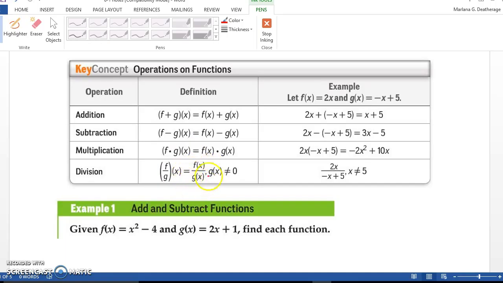But you have to make sure your denominator, you have to figure out what would make the denominator 0, because that can't be in your domain. Because remember, domain is part of your x values. So you can't have anything in your domain that would make the denominator 0. All right, it shows that over here. If f of x is 2x and g of x is negative x plus 5, then the division would just be 2x over negative x plus 5. But then you have to state that x cannot be 5.